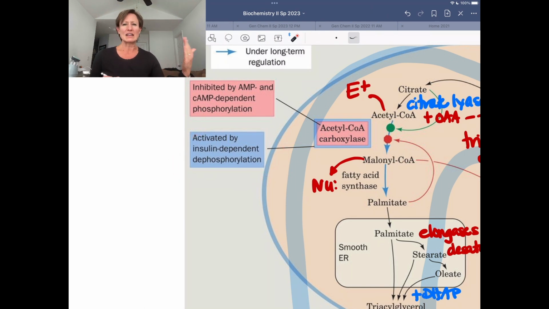Insulin dependent. So when insulin levels are high, we're in a fed state. That's going to be activating ACC. That's going to be putting us into that fat storage mode. Again, highlighting why it's a problem if you have elevated levels of insulin. You're constantly putting your body into that, hey, let's synthesize fats for storage scenario.